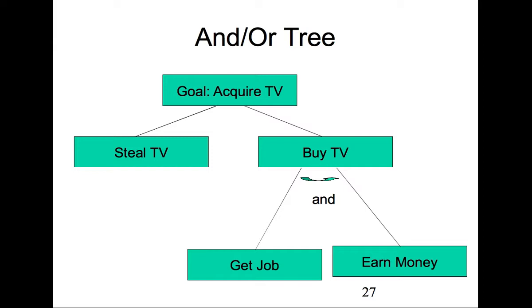Here's another example of it. The goal is to acquire a TV set. You could steal one, or you could buy one. If you're going to buy one, you can get a job and earn money, hopefully, in combination. Or you could just earn the money. So if you saw this and you didn't know anything about buying TV sets, say you were a 5-year-old who wanted to buy a TV set, and you looked at the rule base here: if you stole the money, if you got the money somehow, then you could buy the TV set.